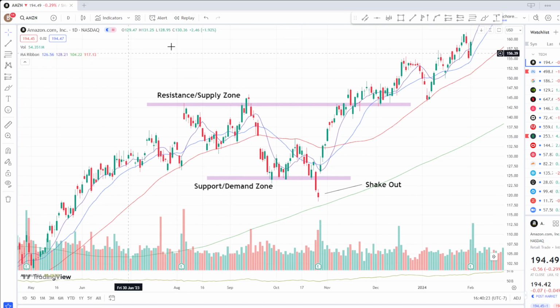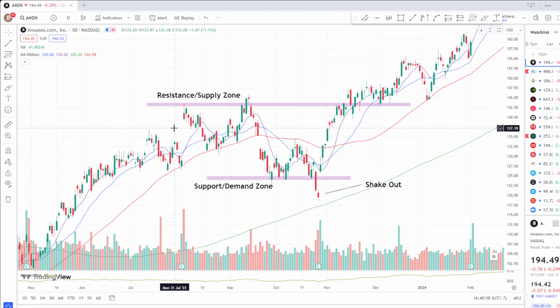Okay, so here we're looking at Amazon. You can see that I've drawn these zones. Up top here we have the resistance supply zone, and then below we have the support demand zone. Let me explain these terms because it's important that you know them if you want to be a profitable trader. Resistance supply zone is an area where sellers will step in, they'll sell, and price will reverse.